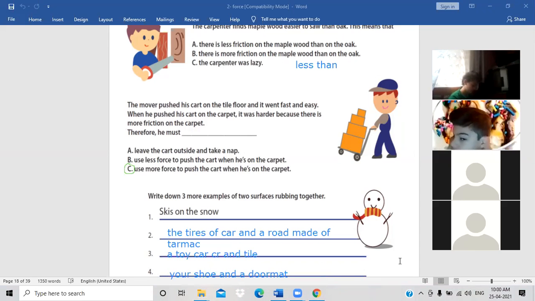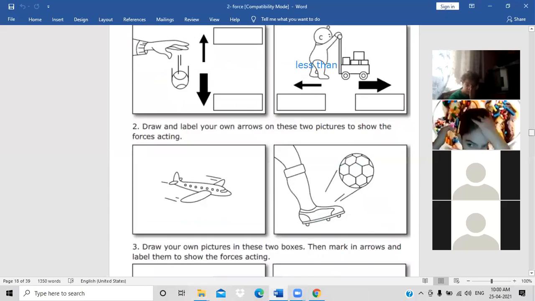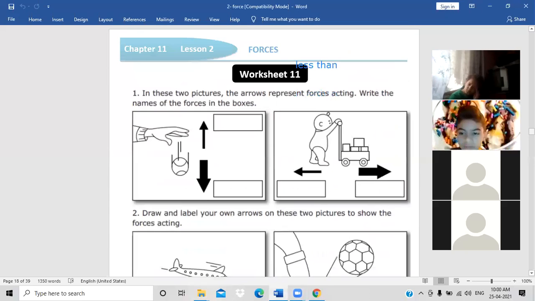Let me show you what you are going to do with your homework. Your homework, as I said, is going to be page 17 and page 27. Let's see page 17 first. In page 17, they say in these two pictures, the arrows represent forces acting. Write the names of the forces in the boxes.